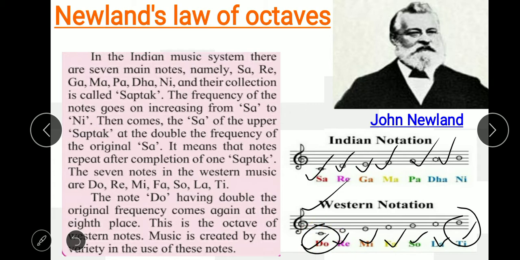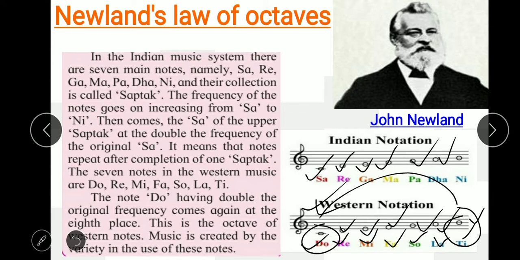Again if you keep on increasing the sound, you will hear re, mi, fa, so, la, ti. Still if you increase, again you will hear the same sound do. So it happens, students. This is something about music, whether it is Indian notation or Western notation, the same thing happens.